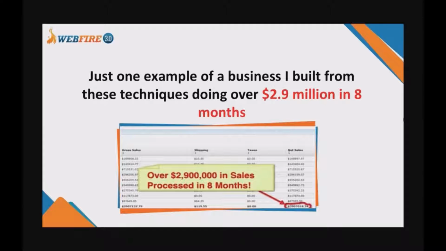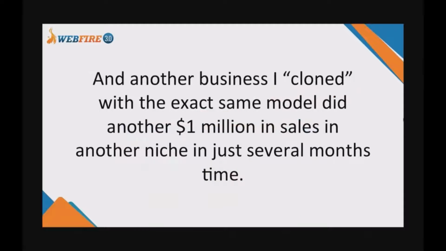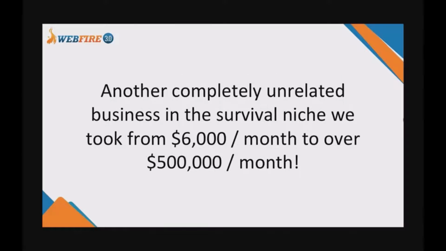So I like to actually go by real math and physically processed numbers, and right here, this is over 2.9 million physically processed in 8 months' time for just one business. And another business I basically cloned with the exact same model did about another $1 million or so in sales in another niche in just several months' time, so in even less time it got to that.